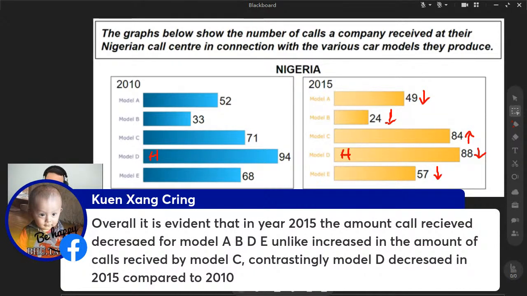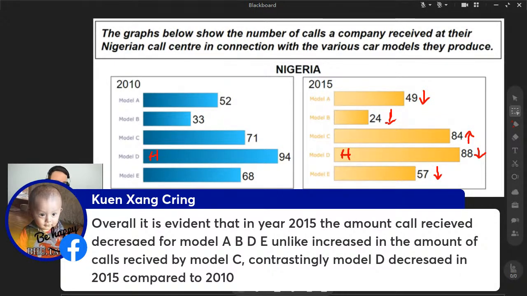Overall, you need a comma. Overall, comma. It is evident that in the year 2015, the amount of calls received decreased for models A, B, D, and E, unlike model C, which had an increase in the number of calls that it accounted for. So just go straight to the model, because you've mentioned A, B, D, and E.